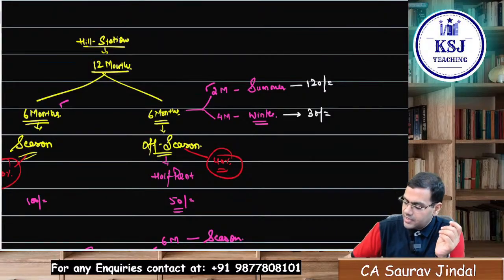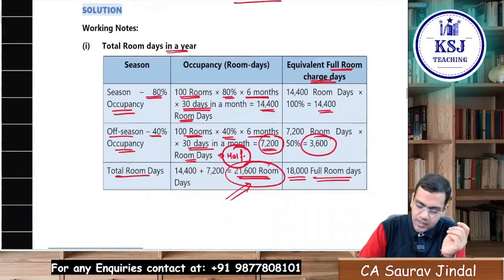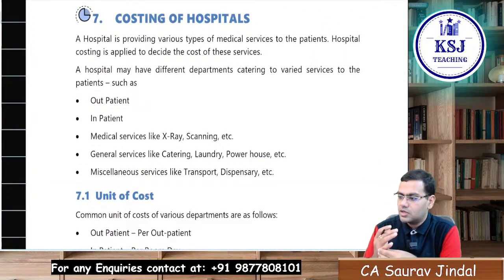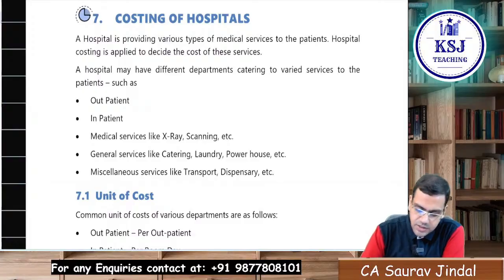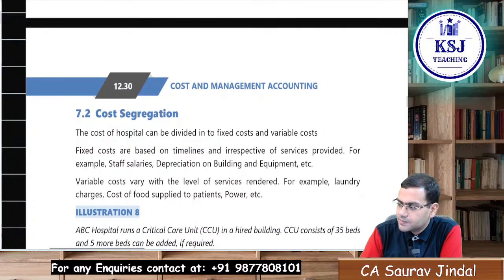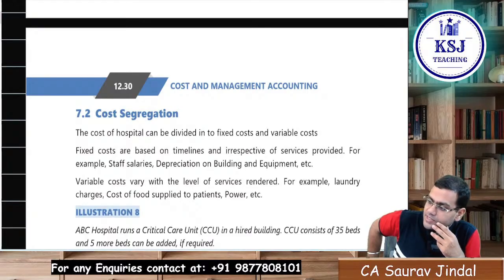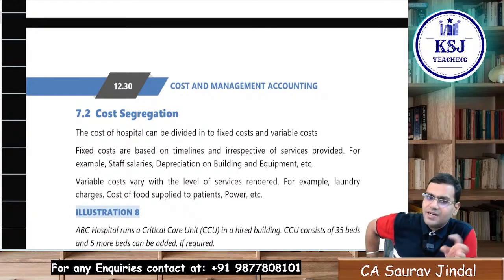Okay, in the meanwhile let's move on to the next part. So with this we are done with the hotel costing. Now we'll be moving on to the costing of the hospitals. Sorry, it is given now. Off season, whether it is summer, whether it is winter, the occupancy is 40%, but for the lighting part, in the off season also, when it is summer we will be charging 120, during the winters only it is 30 rupees. That is why this question is a little bit confusing, right?